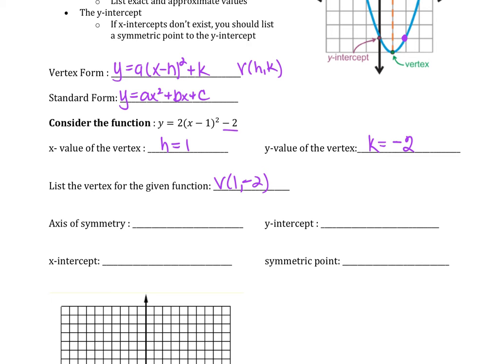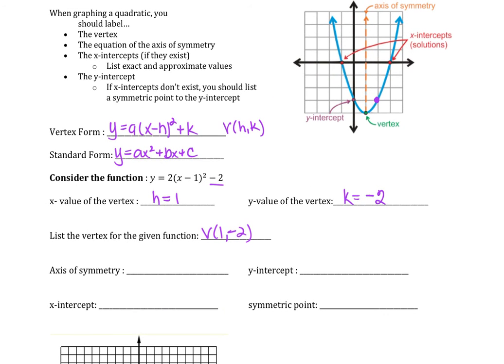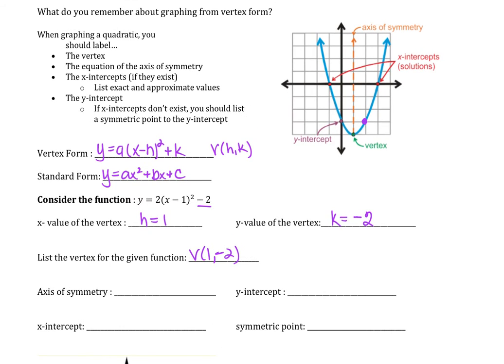The axis of symmetry, so if I'm looking at this diagram again, the axis of symmetry is a vertical line. Vertical lines always have an equation of the form x equals a number. So since it's going to always pass through the vertex, that x value is going to be the x value of my vertex. So my axis of symmetry is always going to be the equation x equals my h value. So for our example here, I'll have x equals 1.